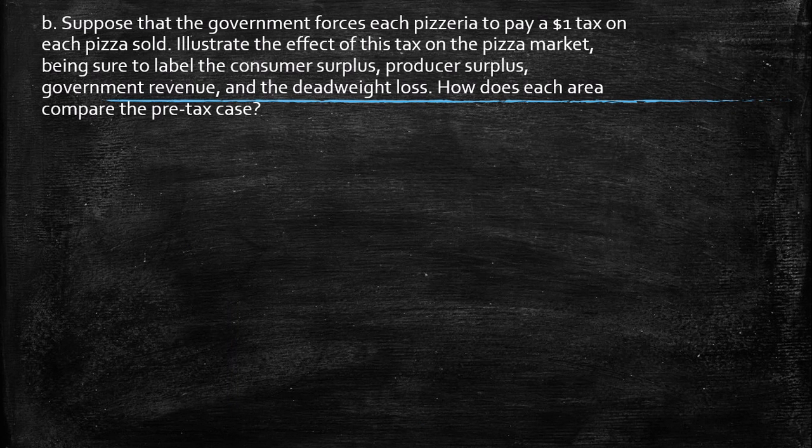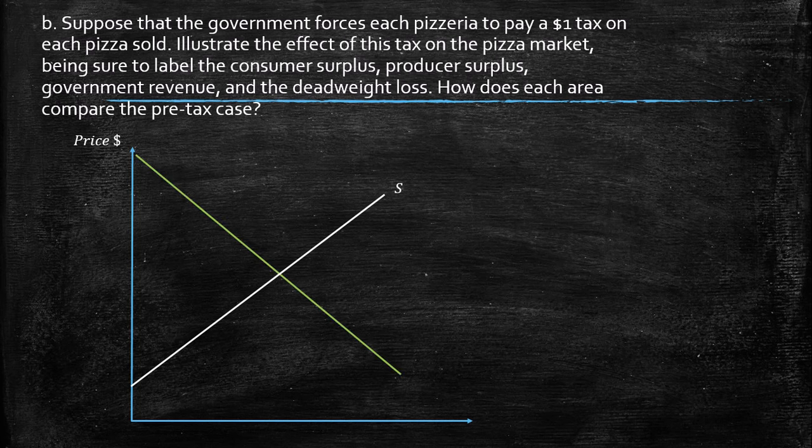So B. Suppose that the government forces each pizzeria to pay a $1 tax on each pizza sold. Illustrate the effect of this tax on the pizza market, being sure to label the consumer surplus, producer surplus, government revenue, and the deadweight loss. How does each area compare to the pre-tax case? So again we have price and quantities, the normal supply and demand curves, and the equilibrium point, and here is the main point.